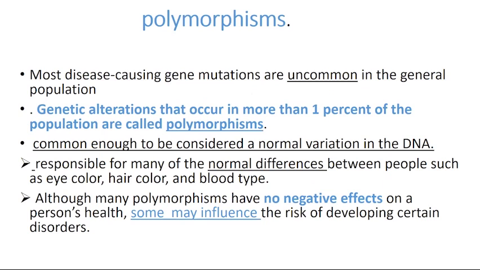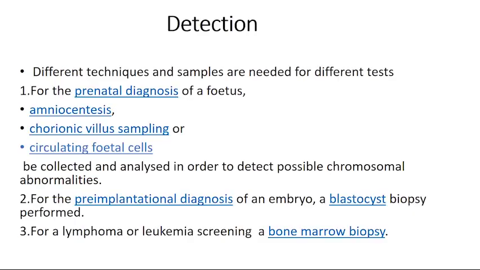Polymorphism: most disease-causing gene mutations are uncommon in the general population. Gene alterations that occur in more than 1% of the population are called polymorphisms, common enough to be considered a normal variation. They have no negative effects on the person's health, though some may influence the risk of developing certain disorders.